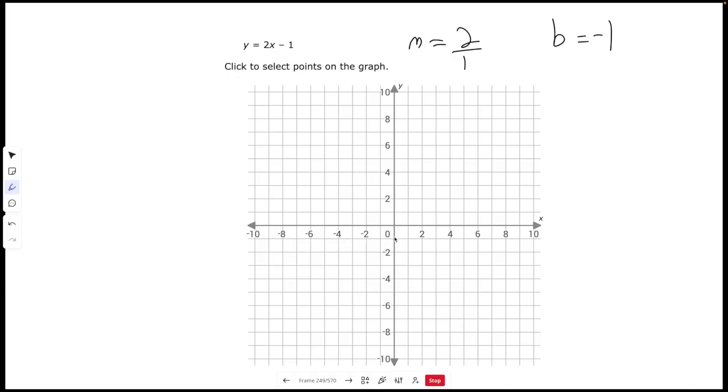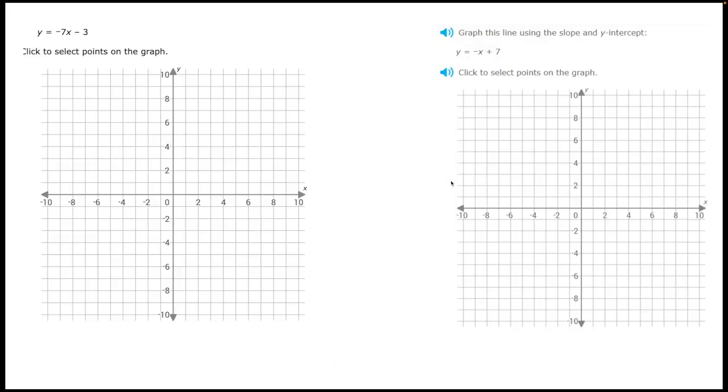So now, okay, let's put our y-intercept at -1, and it's positive, so we're going to rise over run. We're going to go up 2 over 1, which would be here, and connect. And here's our line. So anytime you see a whole number there, just make it a fraction to do rise over run.